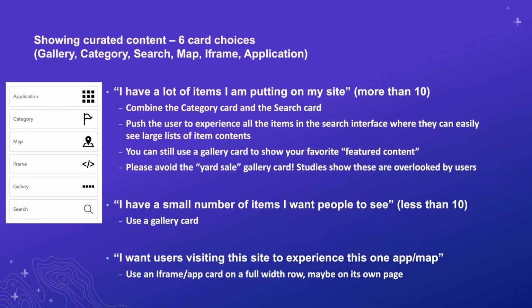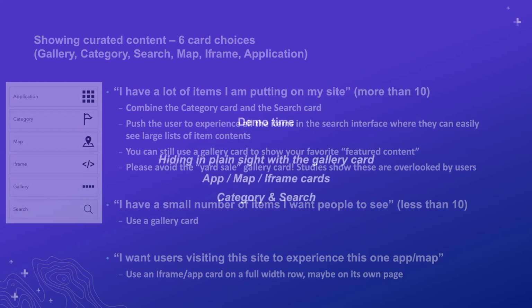So then the other area of the cards is showing some of the content that you've already curated, but on the layout. So I kind of break this down into these 3 blocks. I have lots of items: use the search and category card, because that pushes the user into the search experience, which is a great UX for thousands of items. Like, it's really, really good. Don't do a gallery card with tons of content, because it just doesn't get engaged with. If you have a small number, like on that coronavirus site we were looking at, use a gallery card. And if you're trying to get people to experience that one app or map, use an iframe card, app card, or survey card. One of those will be great because it'll let you embed them directly.